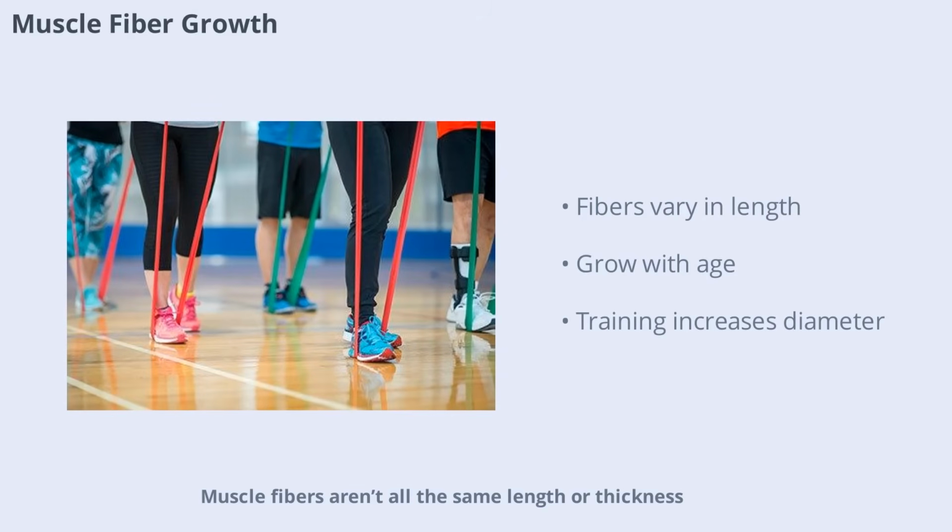Muscle fibers aren't all the same length or thickness. Some run the entire length of a muscle while others are shorter. From birth through adulthood, these fibers grow in both length and diameter. This growth is influenced by factors like genetics and physical activity. For example, resistance training can actually increase the diameter of muscle fibers, making them stronger and more capable of generating force. This adaptability is one of the reasons why exercise can lead to noticeable changes in muscle size and strength over time.